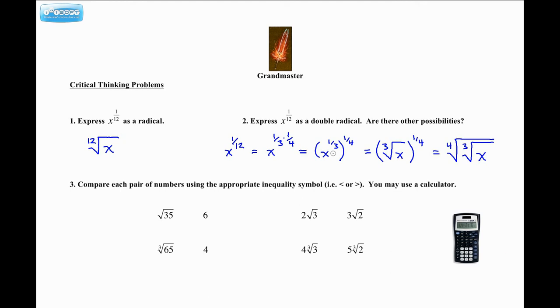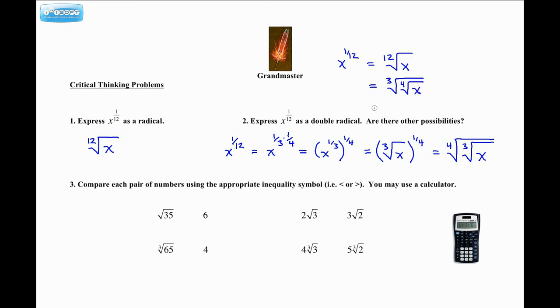Now, normally you don't have to show this many steps, but look at the end result. We know that x to the 1/12 can be written as the 12th root of x. If I want it as a double radical, I can just break it down into any factors or any combination that multiply to 12. So here are some other possibilities. I could write this as the cube root of the 4th root of x, but 3 and 4 aren't the only numbers that work.